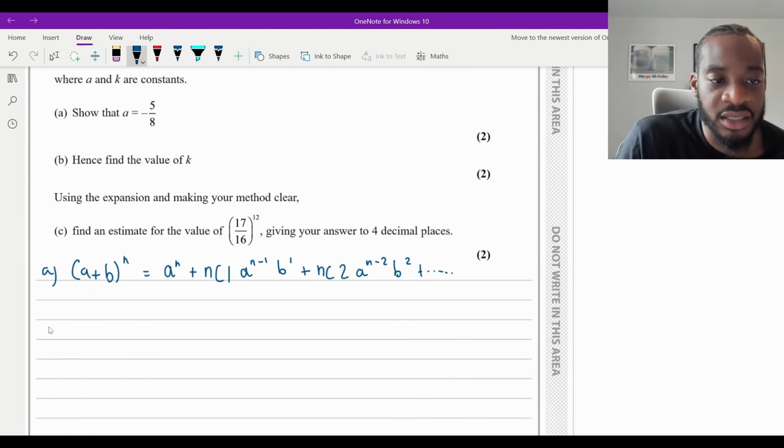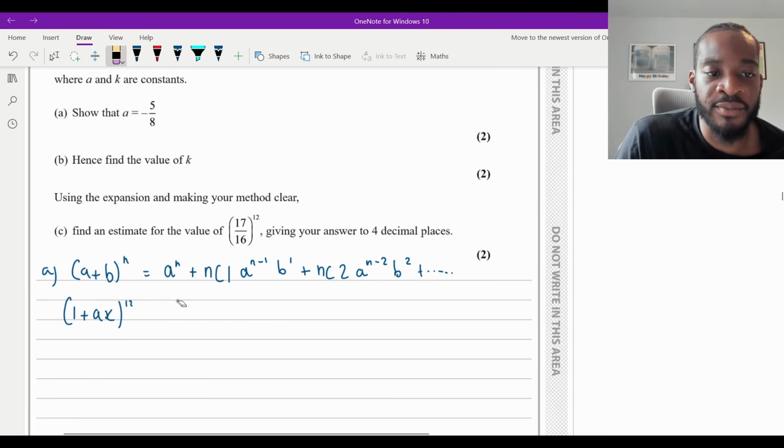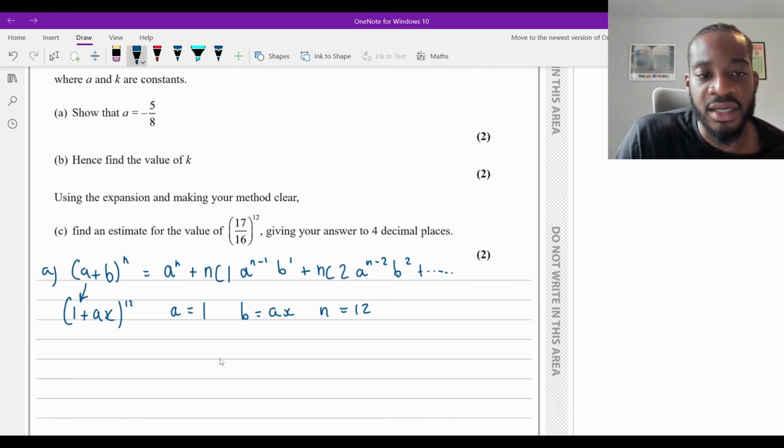So it's 1 plus ax, isn't it? So 1 plus ax to the power of 12. So just using everything we have here. So it's going to be 1 to the power of 12, right? You know what I'll do actually, just so it's super clear, I will label what a is and everything. So I'm going to say that a is going to equal 1, as we can see there. b is going to equal ax, and n is going to equal 12, isn't it? Now I'm going to use the formula.